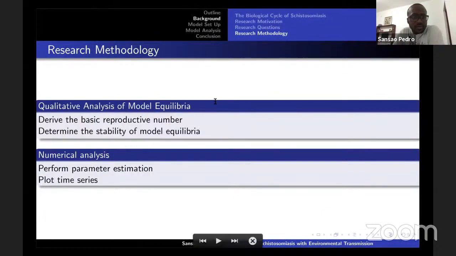In terms of methodology, well-known mathematical techniques will be employed here, or have been employed. The derivation of the basic reproductive number, the stability of model equilibrium. Then we perform parameter estimation using serological studies that have been reported in the region. Then we plot some time series.